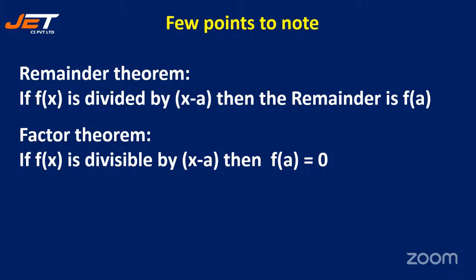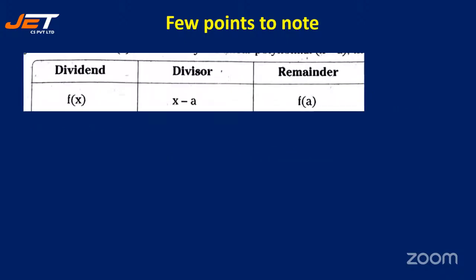Now let's quickly see the remainder theorem. If f of x is divided by x minus a, then the remainder is f of a. It's like x minus a is equal to 0, so x is equal to a, so it is f of a. In the factor theorem, if f of x is divisible by x minus a, then f of a is 0. The dividend is f of x, the divisor is x minus a, and the remainder is f of a.